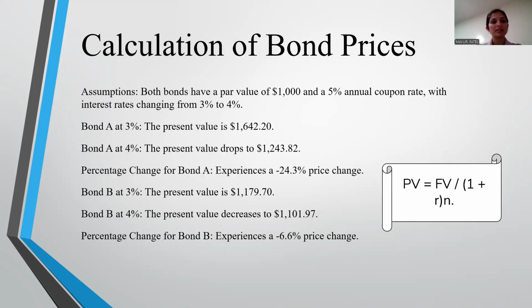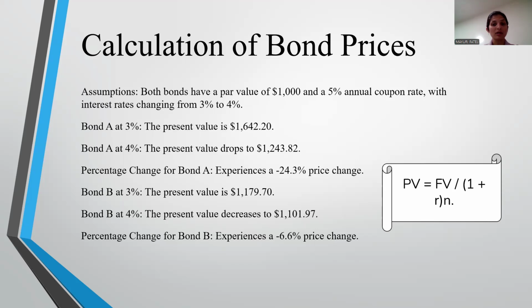Calculation of bond price. Assumption: both bonds have a par value of $1,000 and a 5% annual coupon rate, with interest rates changing from 3% to 4%. Bond A at 3%, the present value is 1,642.20, and for bond A at 4%, the present value dropped to 1,243.82.